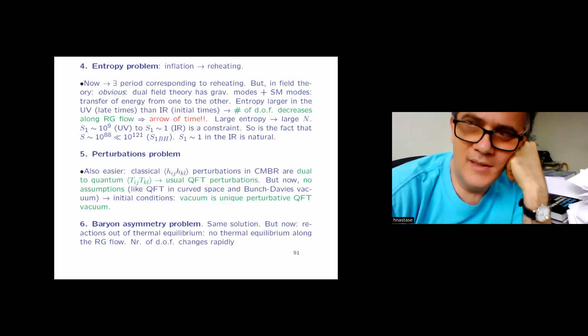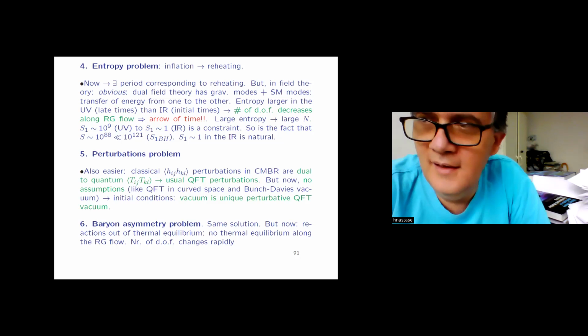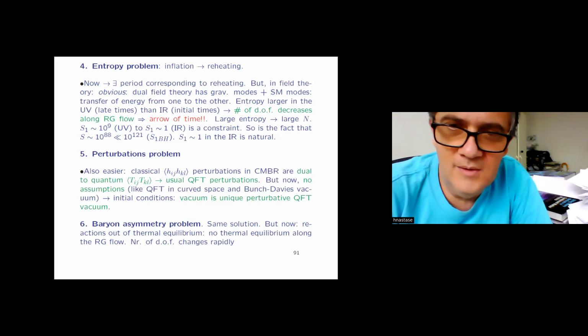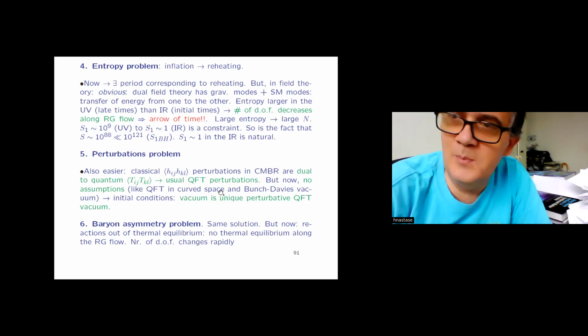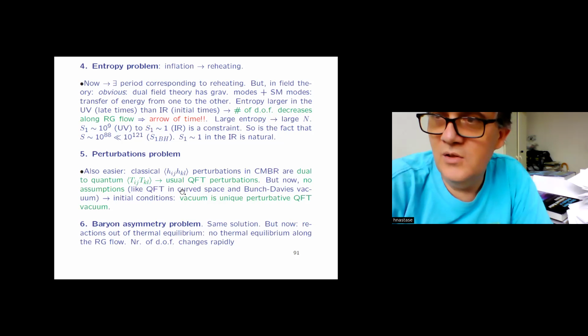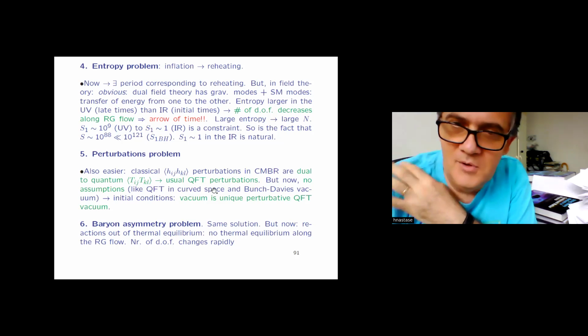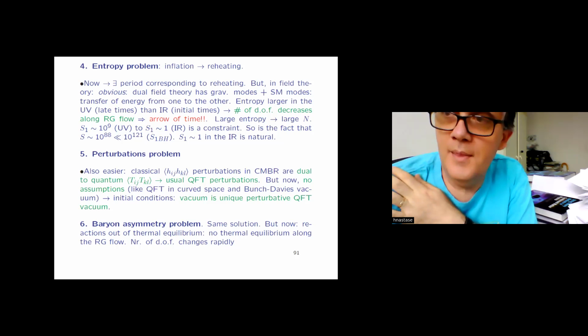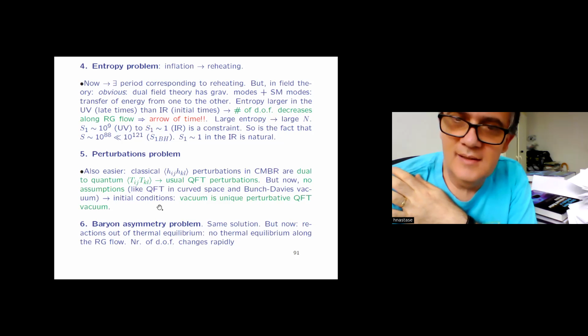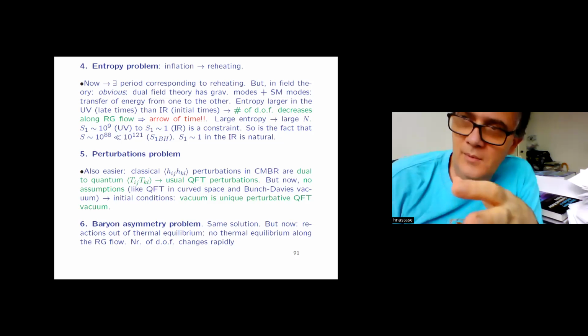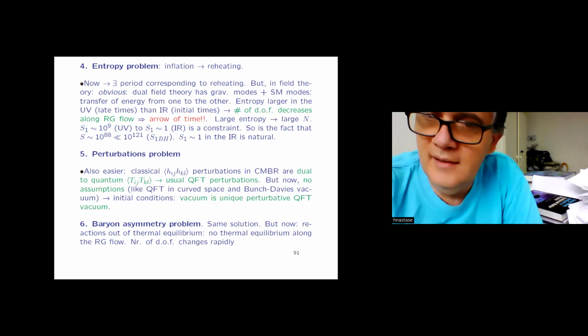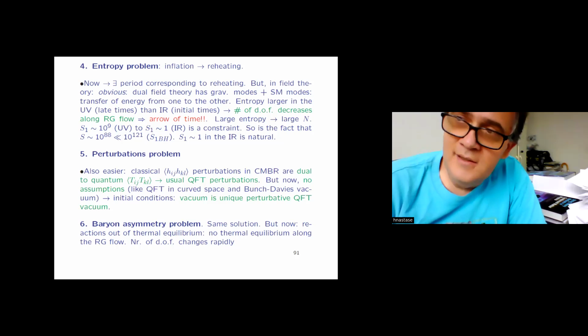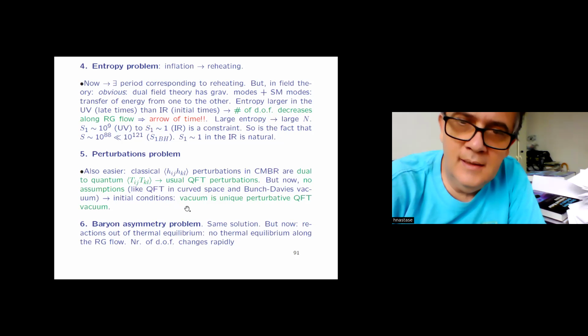Why do I say that? Because although in inflation people say there's no assumptions about perturbations, there are actually two important assumptions. One is that we can use quantum field theory in curved space to calculate things, which you might say is reasonable, but it's still an assumption. And then further, one uses the Bunch-Davies vacuum, a specific initial condition, in order to calculate the perturbations. That is not true in the holographic cosmology.